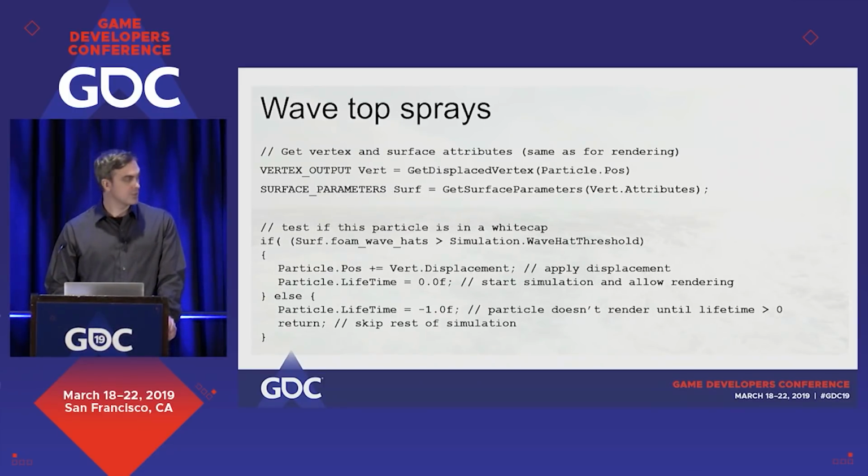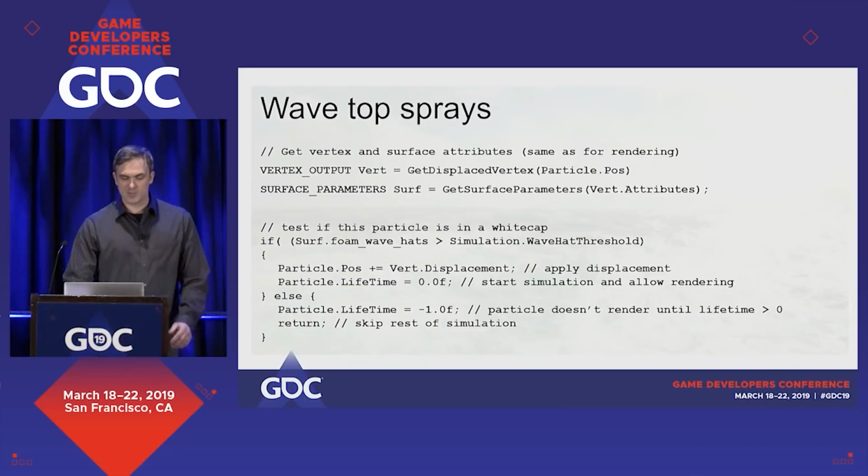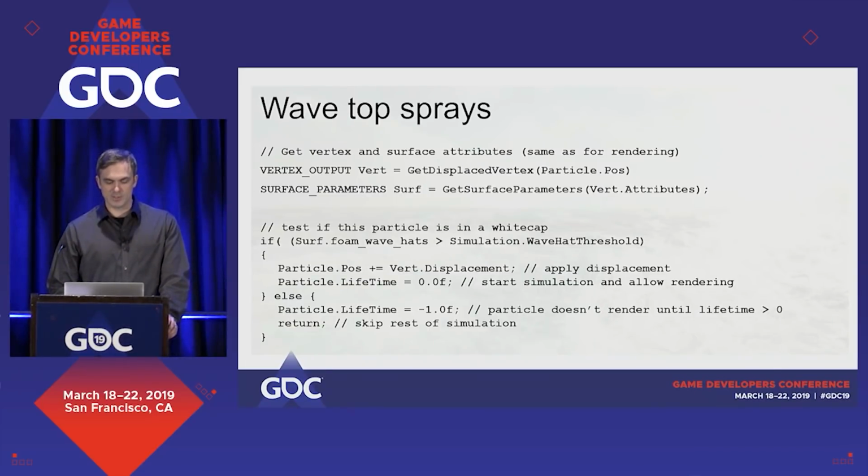So here's what the modification to Unreal's particle simulation shaders looks like. These functions get displaced vertex. That function is exactly the same function we call in our vertex shader or domain shader when we're rendering our ocean surface. That just gets us our displacement information. And then the get surface parameters, that's just the exact same function we call for our pixel shader when we're rendering our ocean surface. But we're doing it here inside the particle simulation.